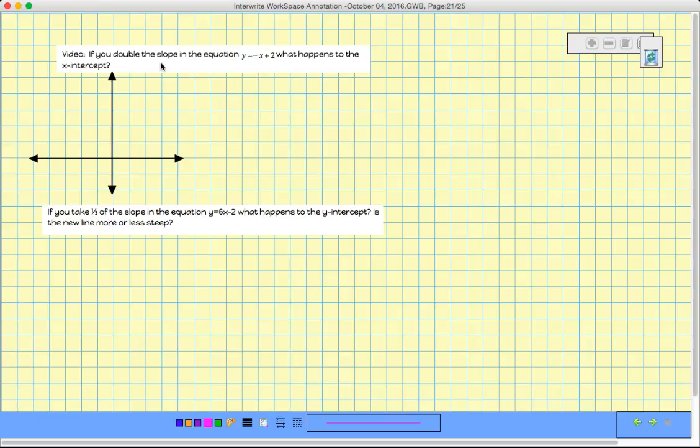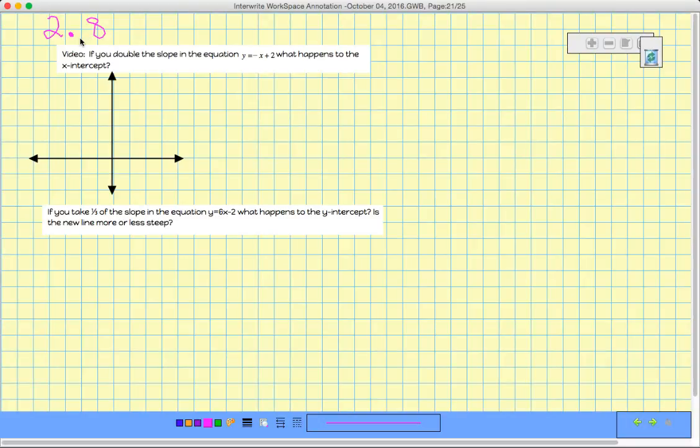Okay, we talked about 2.8, which was about transformations of lines. So how does the x-intercept change? How does the y-intercept change? How does the slope change? Is it more steep or less steep?